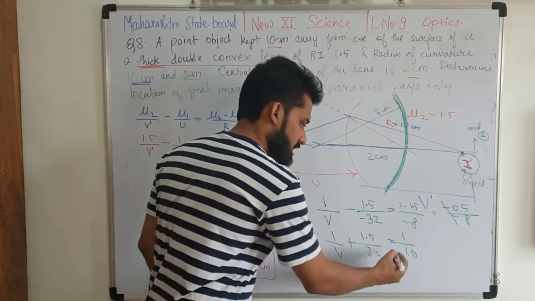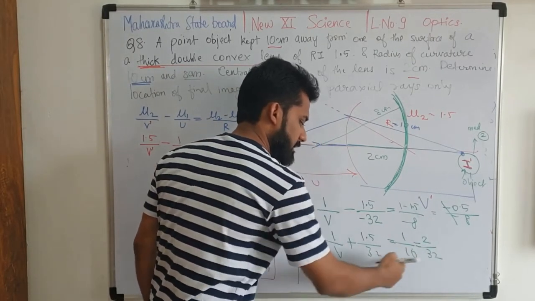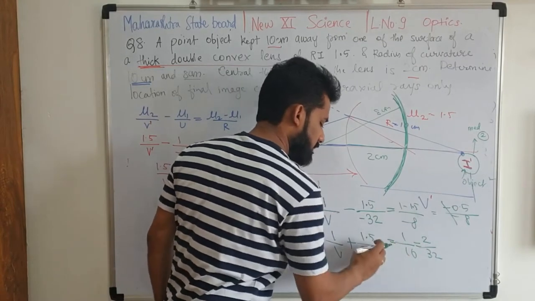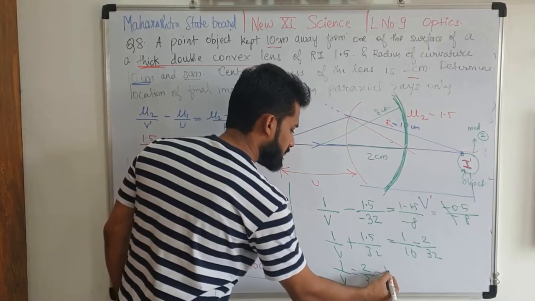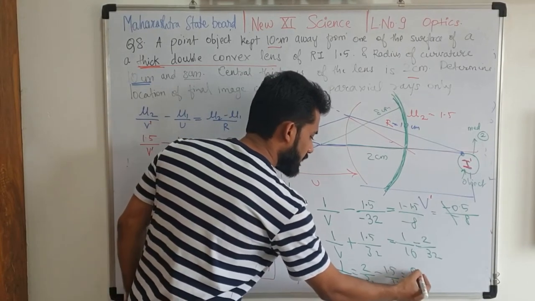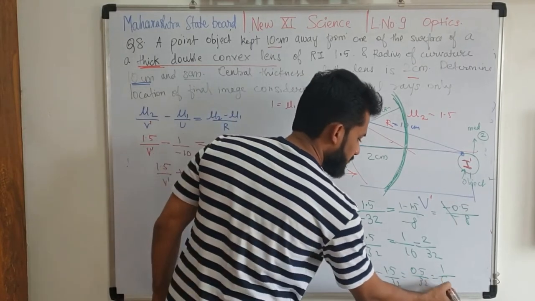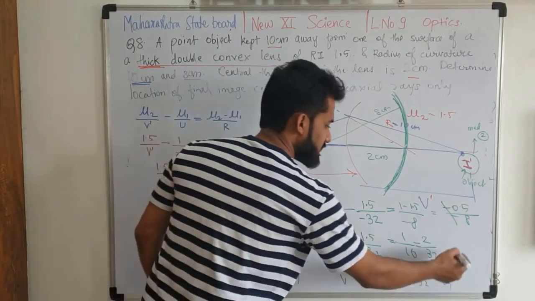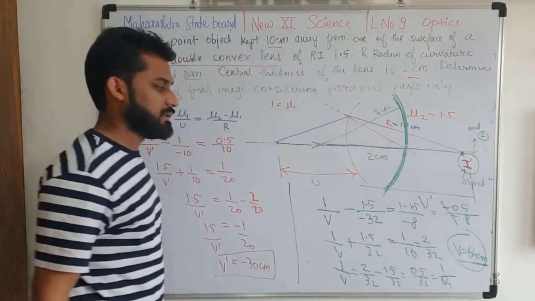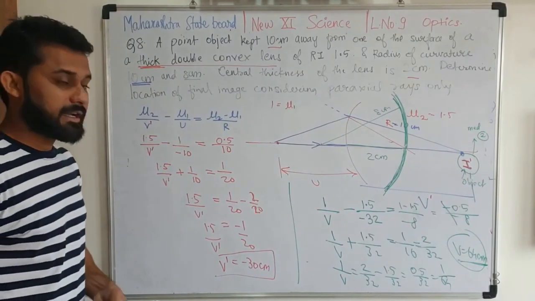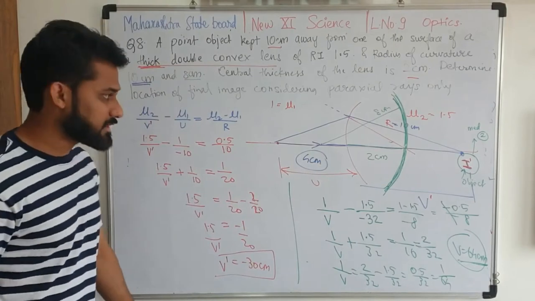And 1 by 16 can be written as 2 by 32 because LCM 32 has the same denominator. If the 1.5 term goes to the right side, 1 by V will be 2 by 32 minus 1.5 by 32, that is 0.5 by 32, that is 1 by 64. So 1 by V is 1 by 64. So the answer is V is equal to 64 centimeters. The textbook may answer have 4 centimeters, which is wrong. Textbook answer is 4 centimeters.